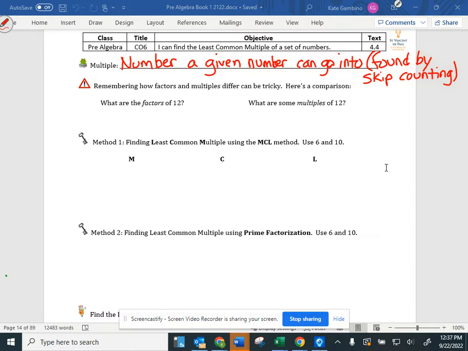Remember how factors and multiples differ can be tricky. Here's a comparison. What are the factors of 12? Factors, remember, factor buddies. What are my factor buddies of 12? Tegan, 3 and 4. Aiden, oh, 1 and 12. Hugo, 6 and 2. Those are all factors of 12.